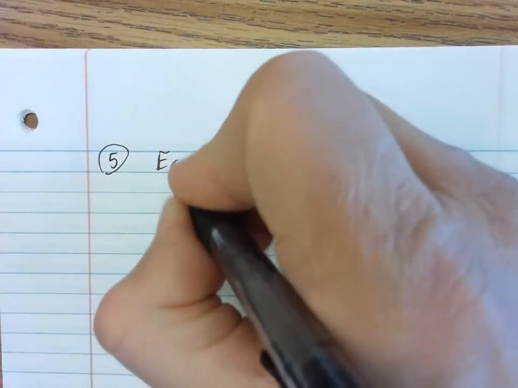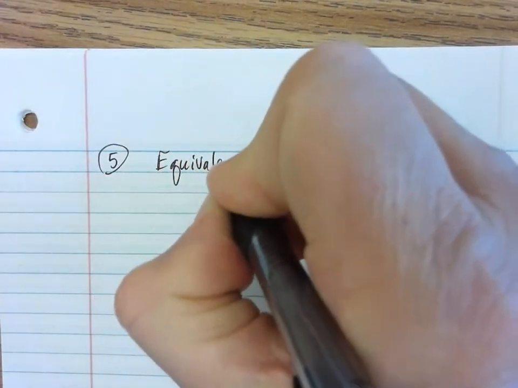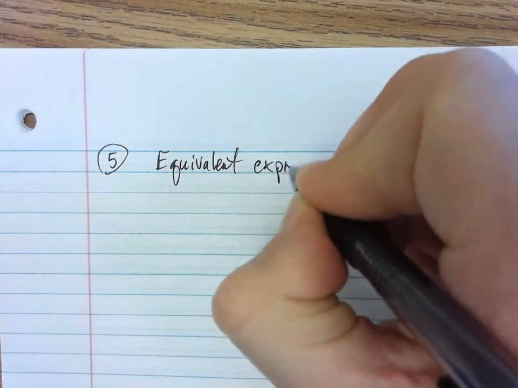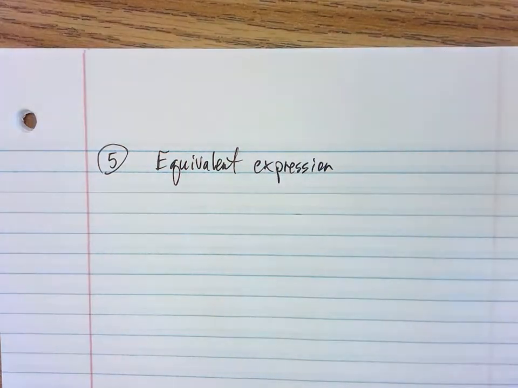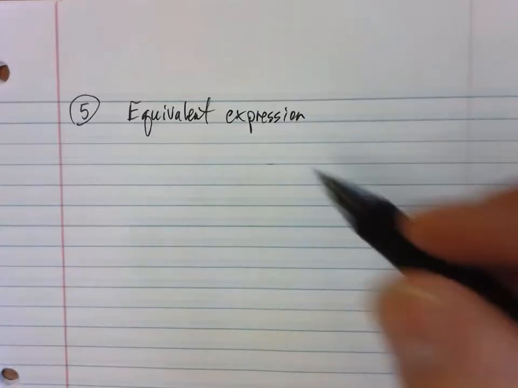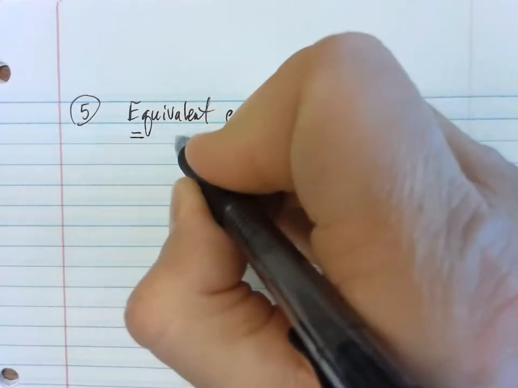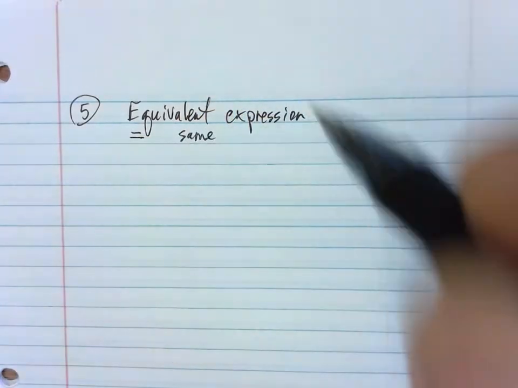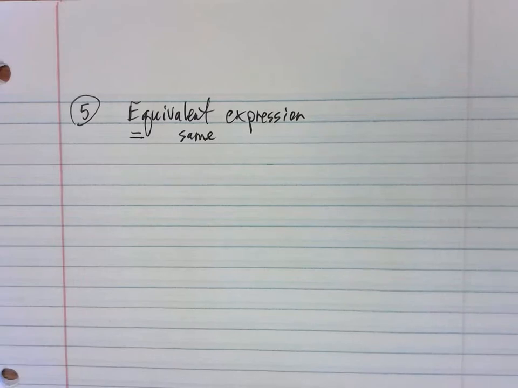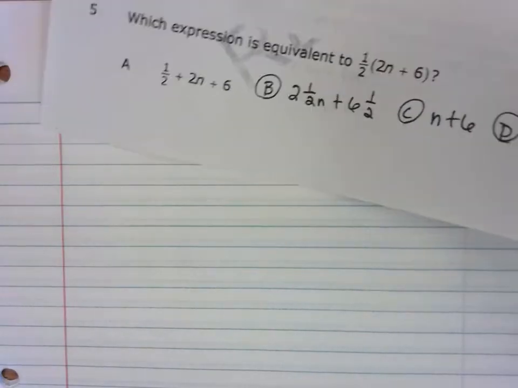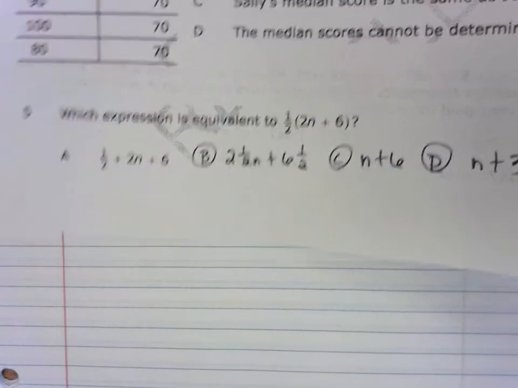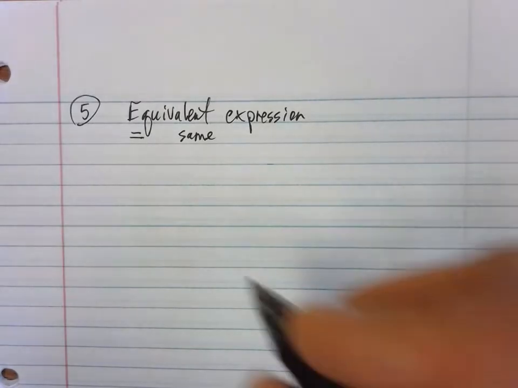Alright. Number 5, there's quite a few questions like this on here where you're trying to find the equivalent expression. Equivalent, easy for me to say, right? Equivalent expression. Alright, so equivalent, of course, means equal or the same. So we're trying to find ones that are the same. So I'm going to take this one down to number 5 here. Alright, so we're looking at that one. And I'm just going to take that and adjust it a little bit. I'm actually going to make it a little bit harder.